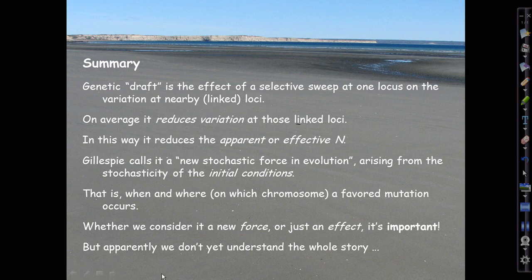And apparently we don't yet understand the whole story, which is to say how it is that many sites in genomes get into states where they are eligible to have a new adaptive mutation happen at them. When you stop to think about it, it's not so obvious that that should happen very often. And in any case, we don't have a good theory for what sets the rate at which adaptive substitutions can and do happen. Okay, so that's the end.